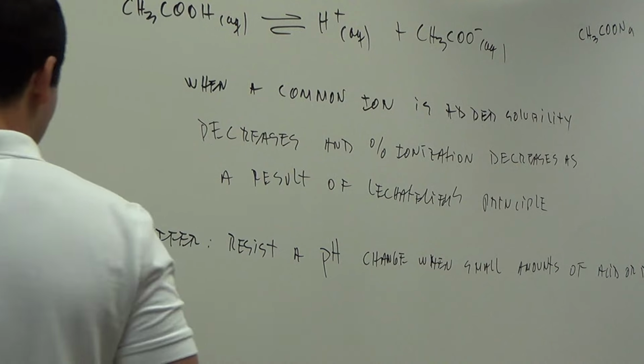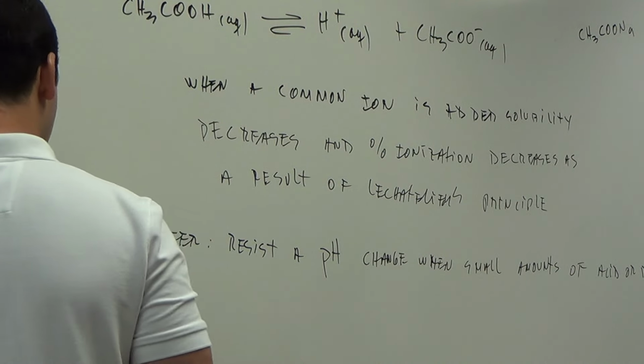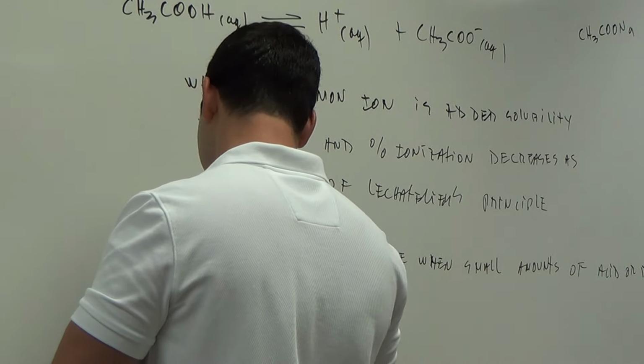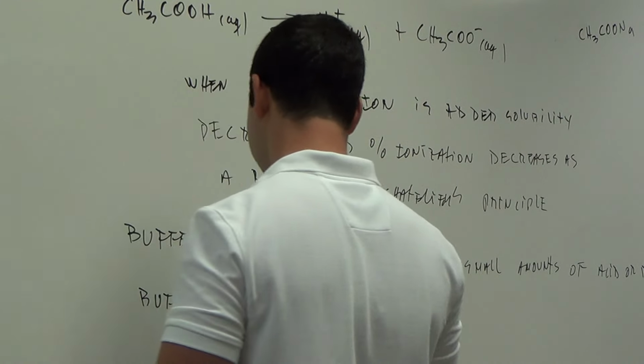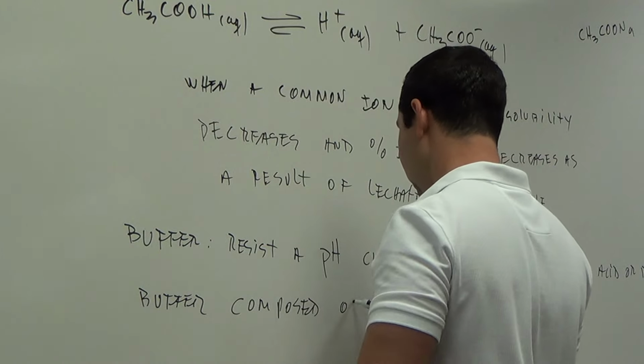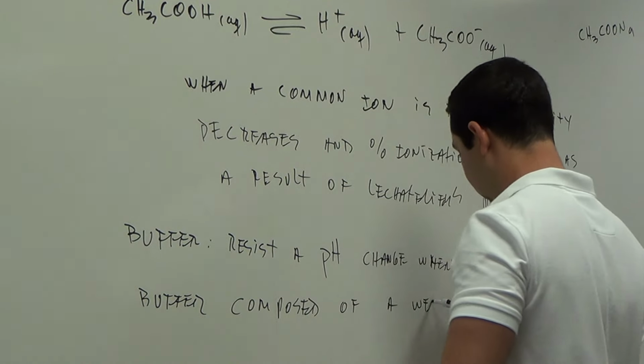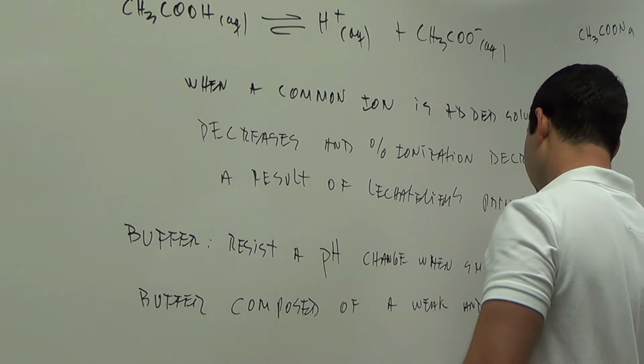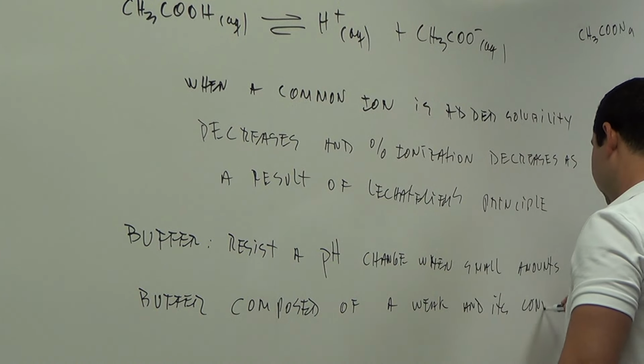All right. So, a buffer resists a pH change. What is a buffer composed of? A buffer is composed of a weak acid and its conjugate base.